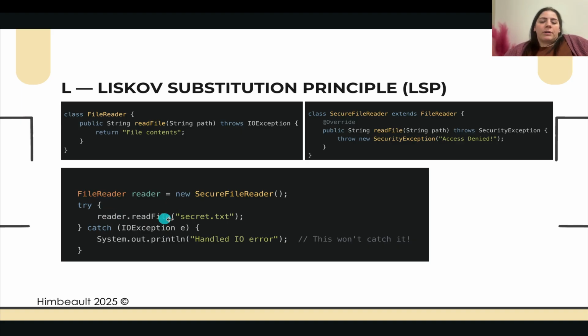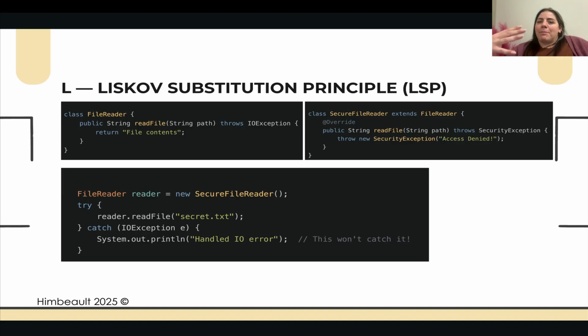You try reader.readFile secret.txt, but thanks to dynamic polymorphism, this readFile is actually going to go into here, readFile string path, throws security exception. It will throw that security exception. We're not catching it. We can't handle it. This subtype of SecureFileReader that extends FileReader is not easily substitutable. It does not behave like its superclass. This is a Liskov substitution principle violation.